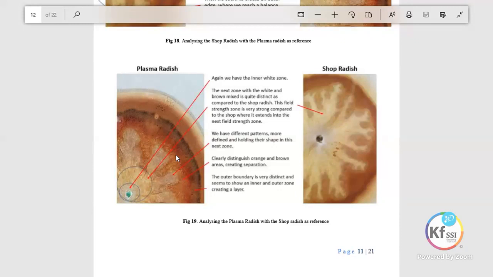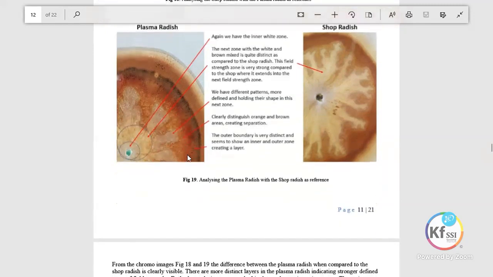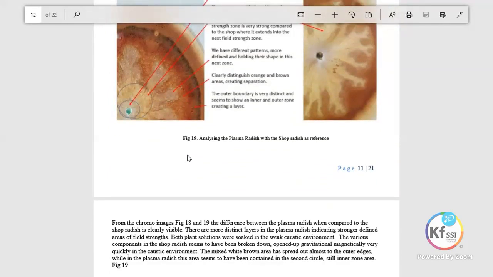And then we have really clearly distinct orange and red zones. And then the outer boundary is also very well defined. And it also shows an inner and outer zone on that boundary. So we have a very different pattern and structure that's created between the plasma radish and just a normal radish. What we observe is that we have a lot more distinct, really defined layers on the plasma radish, which for me indicates stronger areas of field strength.